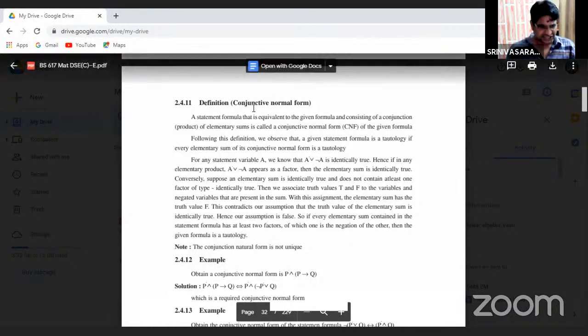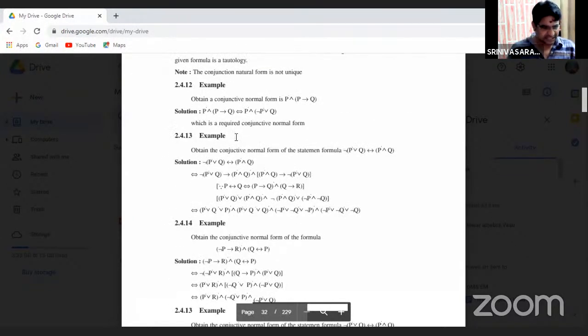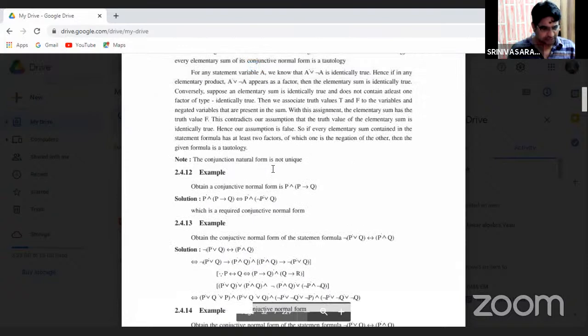But here conjunction is explained. Now, in the part of the symbol, if the negation is or negation, then your negation is identically true. That is also one of the multiple choice questions or fill in the blanks, whatever it is. According to this, the elementary sum of a conjunctive normal form is a tautology. That is the final expression here. Next one, see this example: the conjunctive normal form is not unique. You have to observe this one. Is it unique?